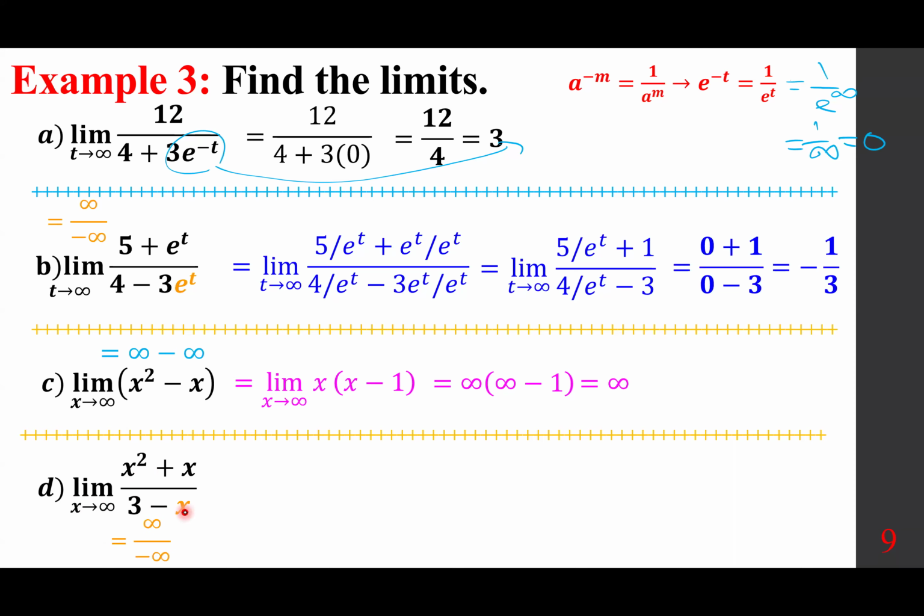And by the way, if you plug in, of course, you get infinity from the top, and the bottom is infinity. This negative makes it negative. So divide by x and simplify. So this becomes x, this becomes 1, this becomes 3 over x, this becomes minus 1. When you do so, plug in and you get infinity plus 1 on top. Plug in, you get 0 minus 1 on the bottom.